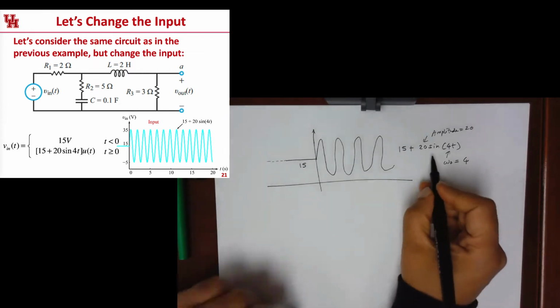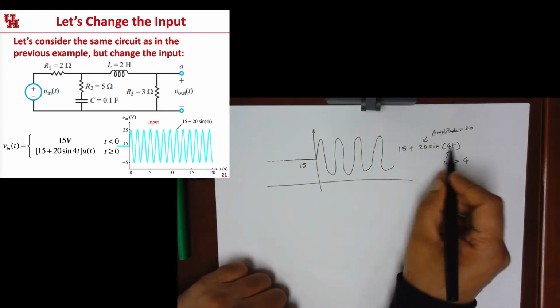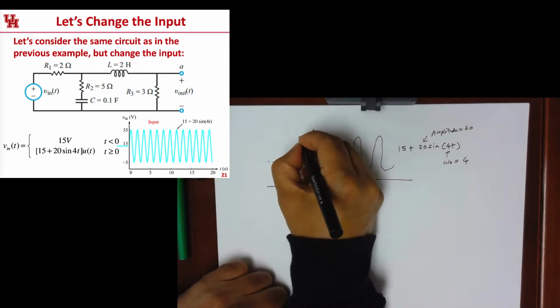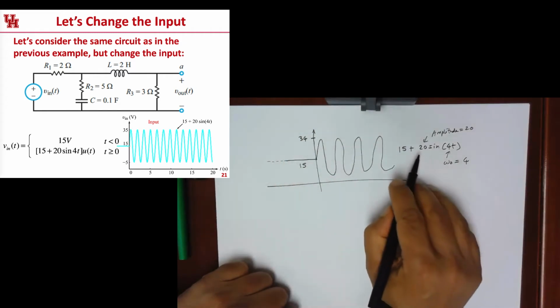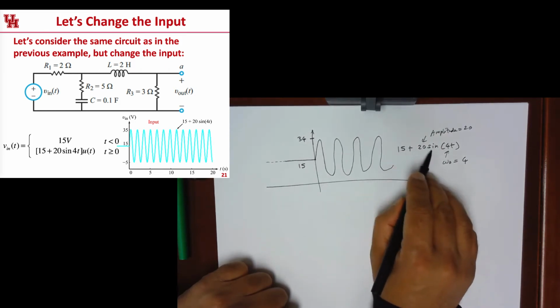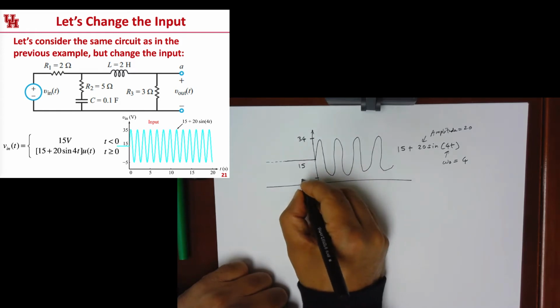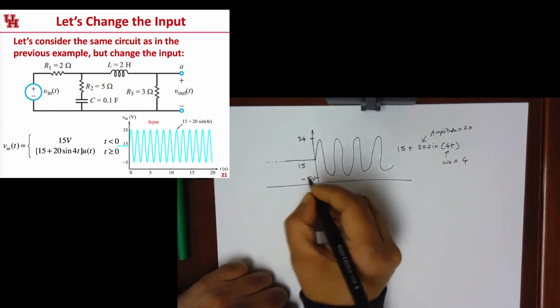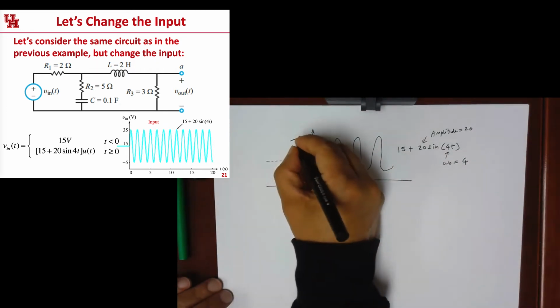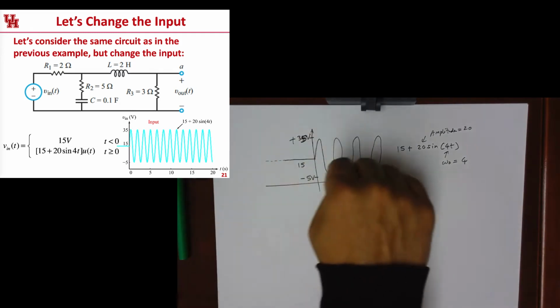So at its peak, sine is going to become plus 1, so these two numbers will add up. So the highest value is going to be 35. At its trough, this sine is going to become minus 1, so this is going to become 15 minus 20, so this part is going to become minus 5 volts. So this voltage is going to vary between minus 5 and plus 35 volts. So it's a sinusoid.